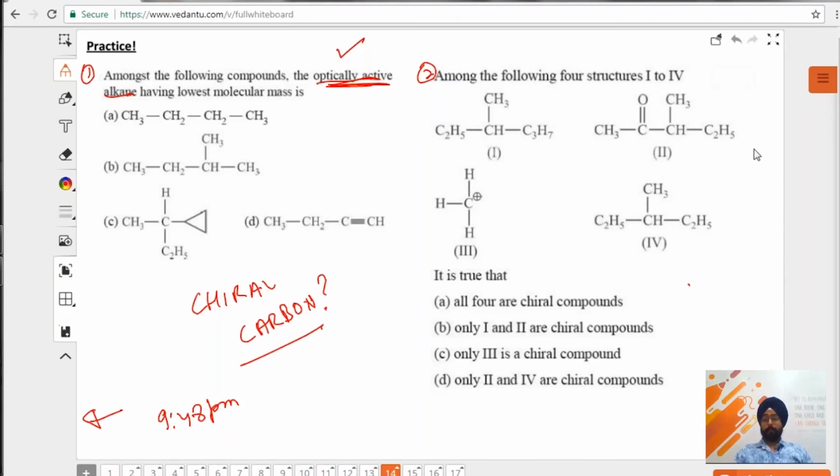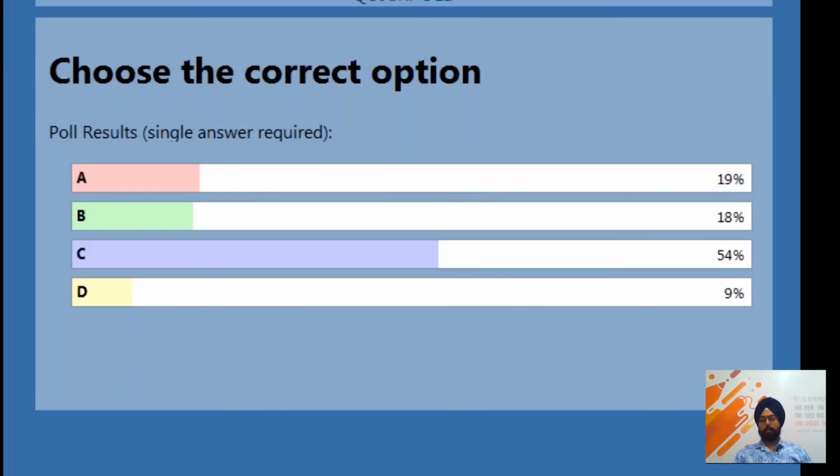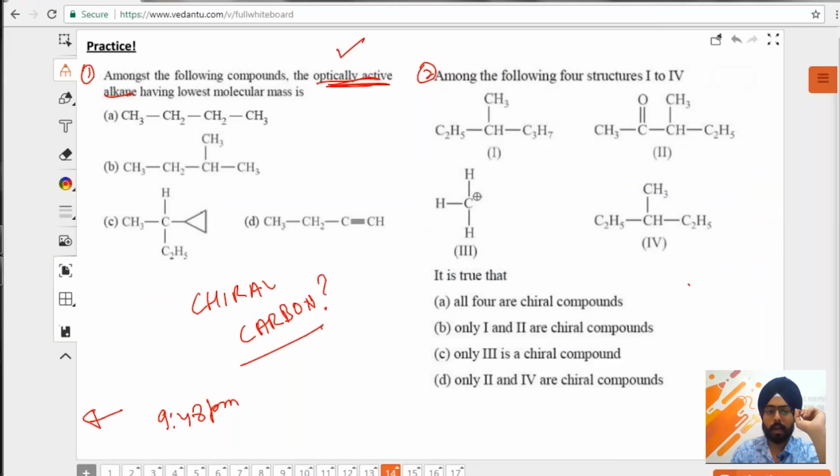Chalo. So the results are as follows. Most of you guys are saying that C is the correct option. Then some of you are confused between A and B. Okay, cool. I'll now show you how to solve this question.